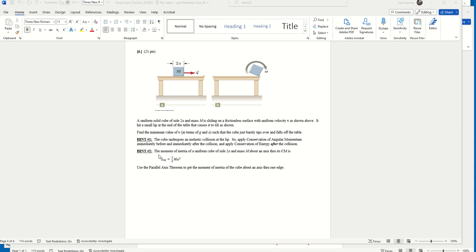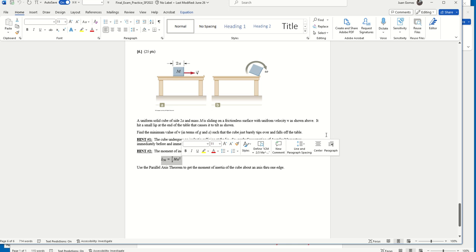Well, you're given that the ICM of a uniform cube of sides 2a, the ICM is 2/3 ma squared, where large m is the mass of the cube.